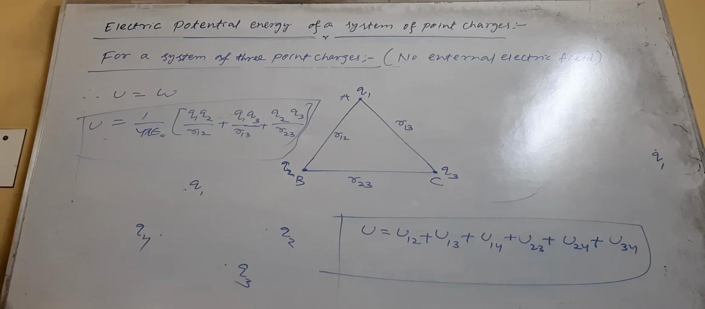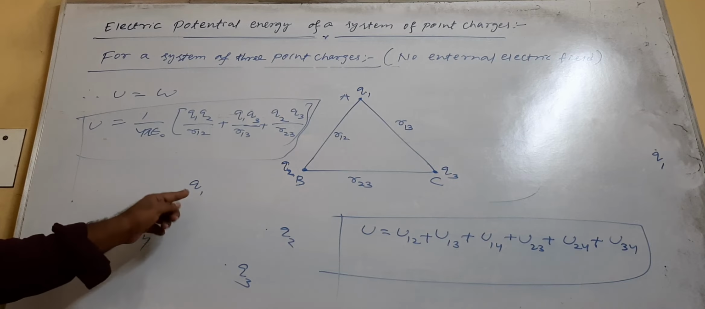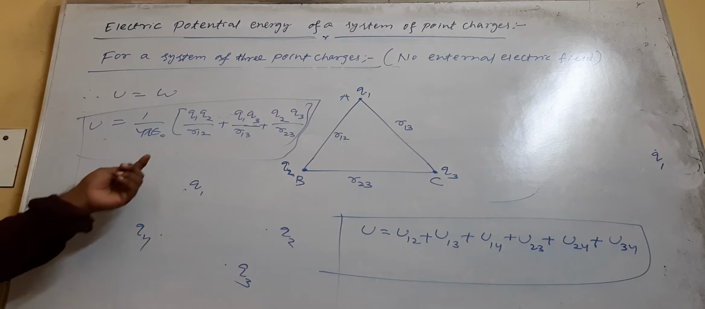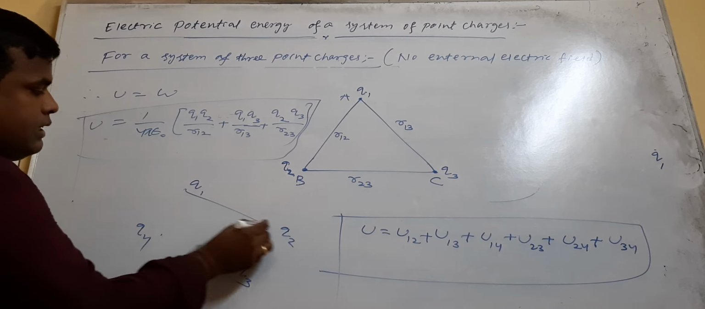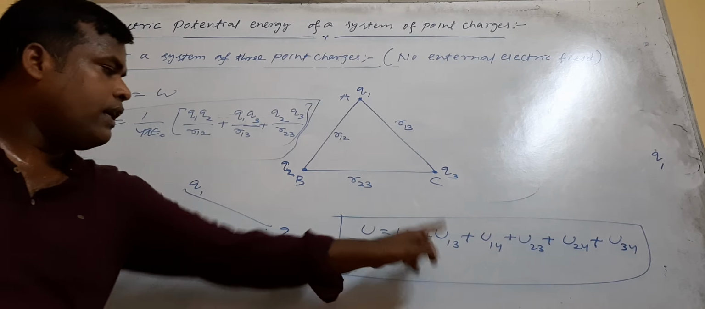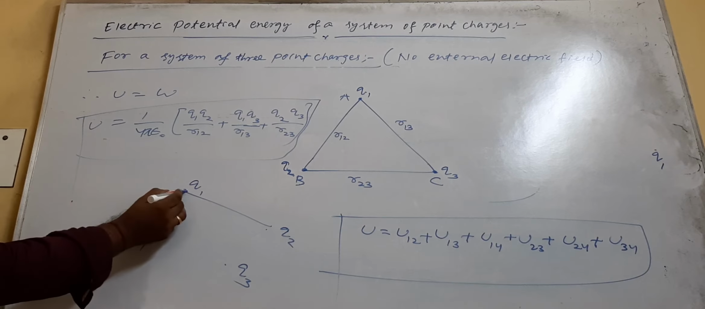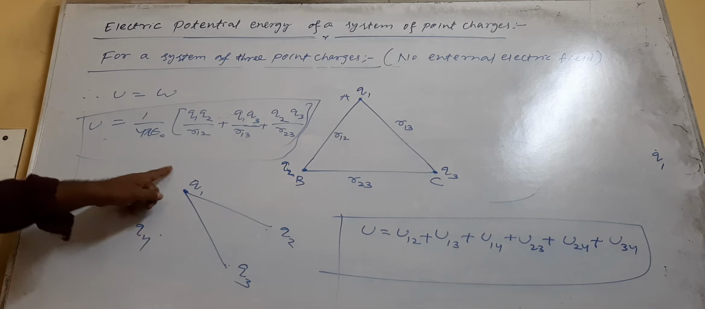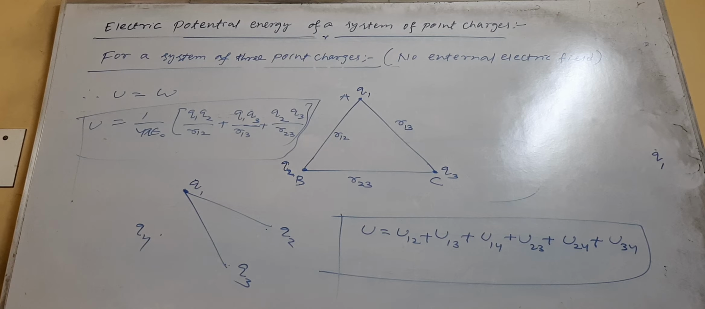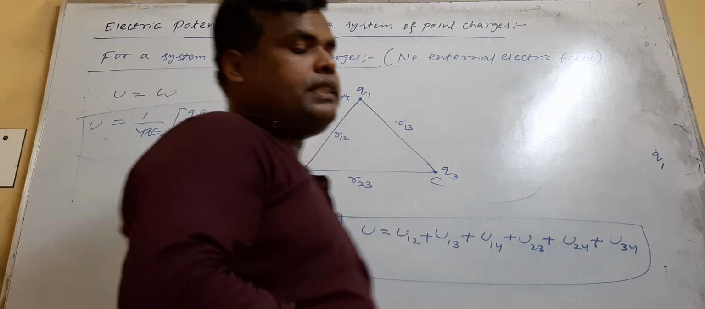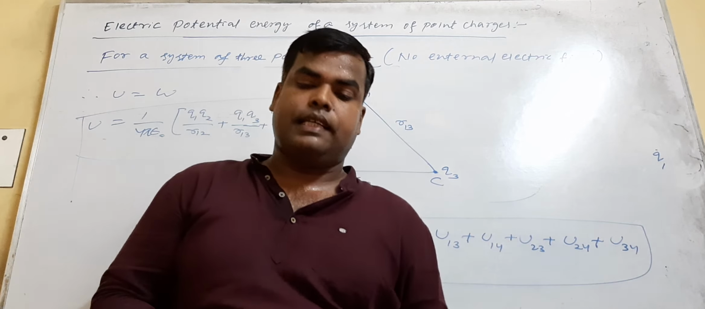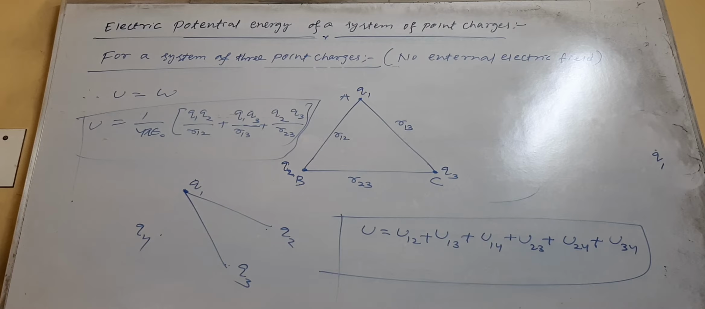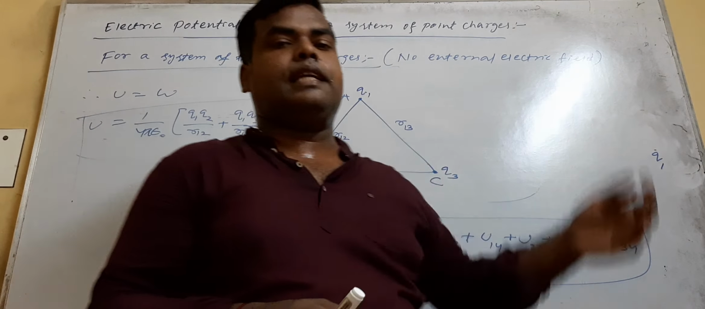So what do you mean by U12? That means you have to take the potential energy between Q1 and Q2, that is 1 by 4 pi epsilon 0 Q1 Q2 divided by this distance. Similarly, U13, that is the potential energy between Q1 and Q3, that is 1 by 4 pi epsilon 0 Q1 Q3 divided by this distance. In this way, you will find the potential energy of a system of point charges. These expressions we have got in absence of external electric field.